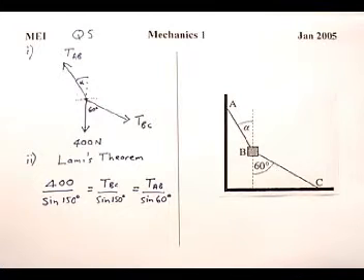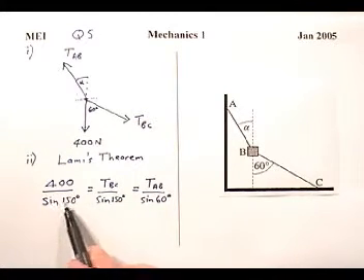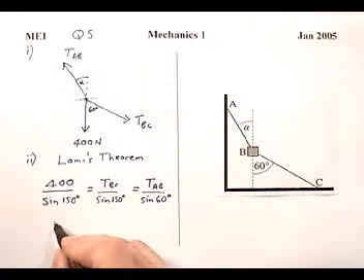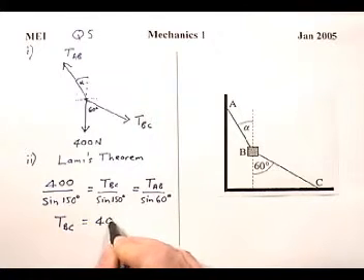Now from that we can see that because these two fractions are equal and these two fractions are equal, TBC must be the same as 400 since the denominators are the same. So the tension in BC is equal to 400 newtons.